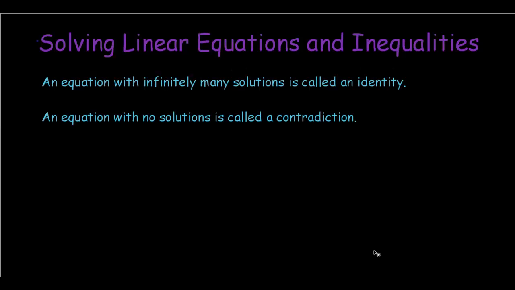So you're going to write that an equation with infinitely many solutions is called an identity, and an equation with no solutions is called a contradiction. And of course, we're going to go over a couple of examples.